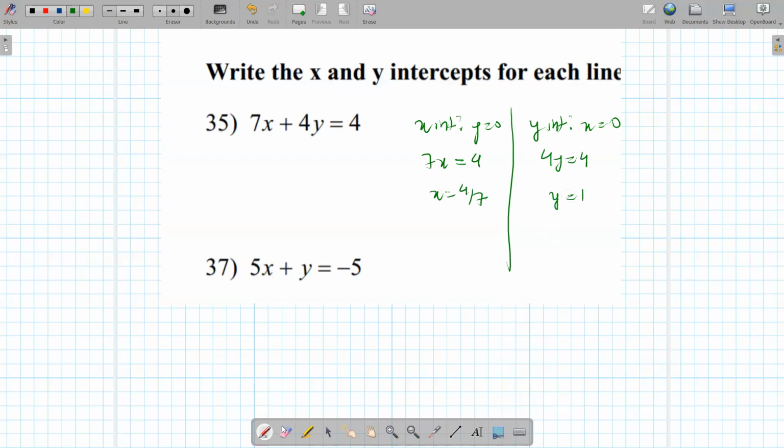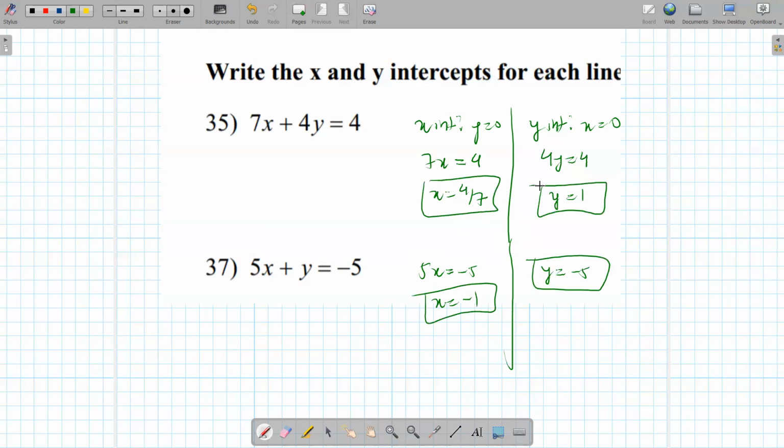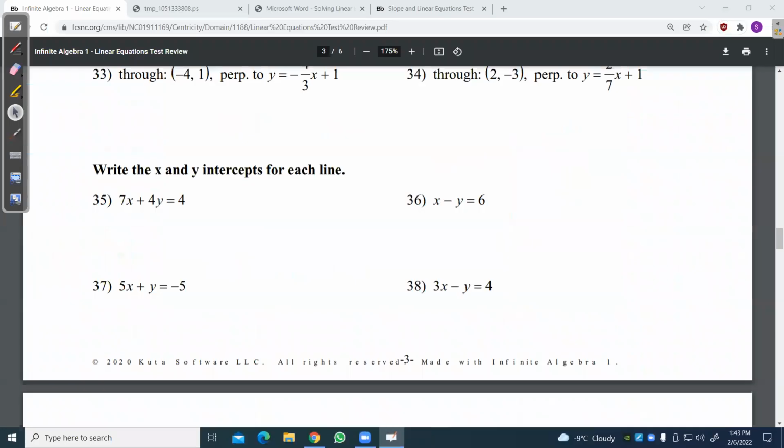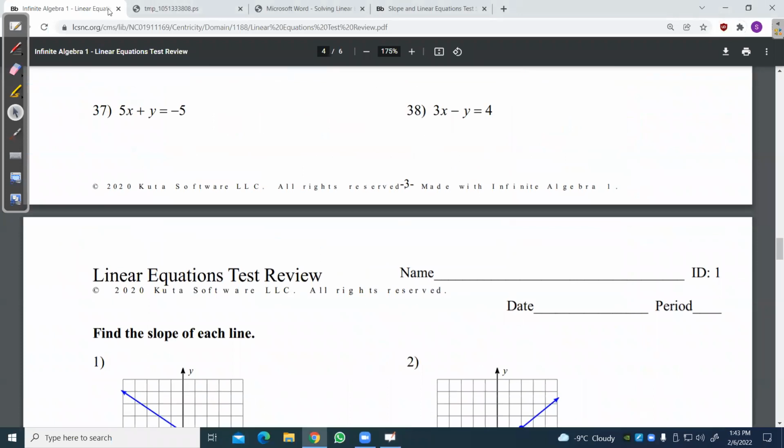Same thing for the bottom ones. To find x-intercept, you set y to 0. So 5x equals -5, x equals -1. To find the y-intercept, set x to 0, so y equals -5. And there you go, that's the answer for this one. To find the intercepts, just set the other variable equal to 0. So that was that.